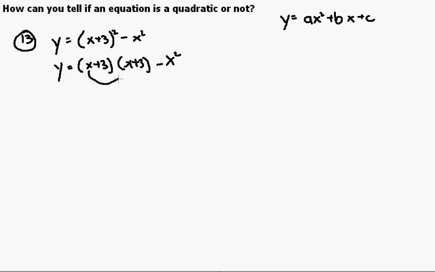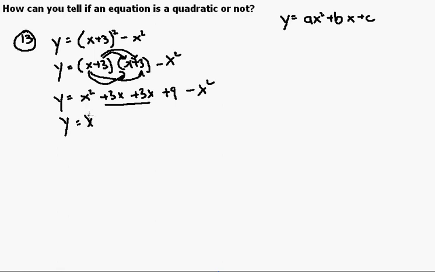Well, if I multiply x times x, I get x squared. If I multiply x times 3, I get 3x. And then if I multiply 3 times x, I get another 3x. And if I multiply 3 times 3, I get 9. And then, of course, I got the minus x squared at the end. Alright, so let's combine our like terms here.